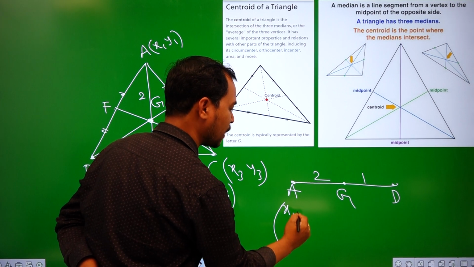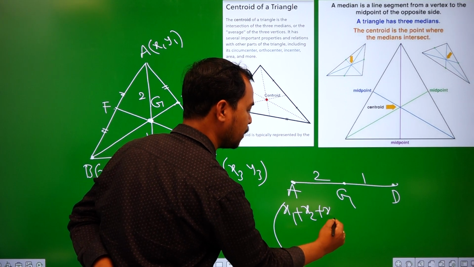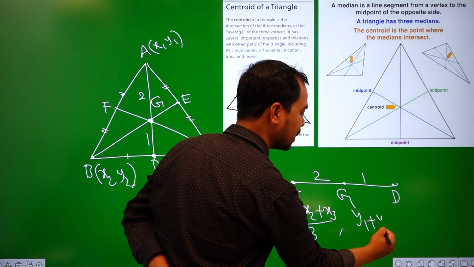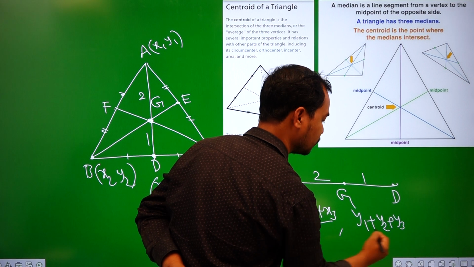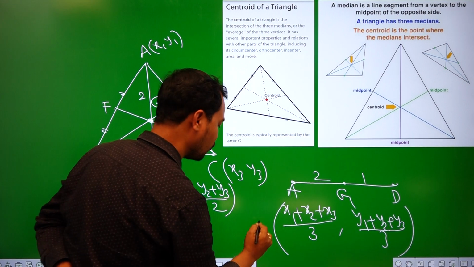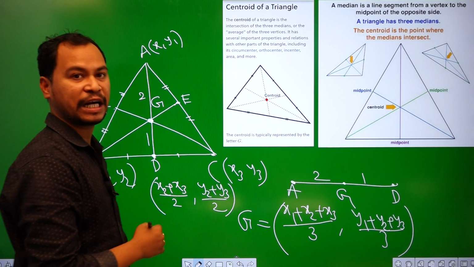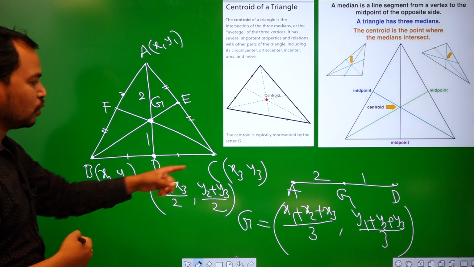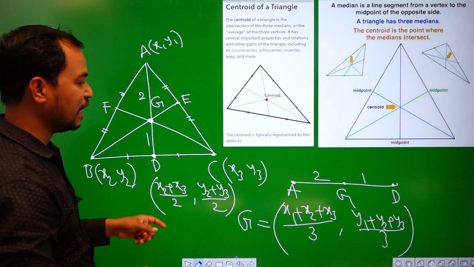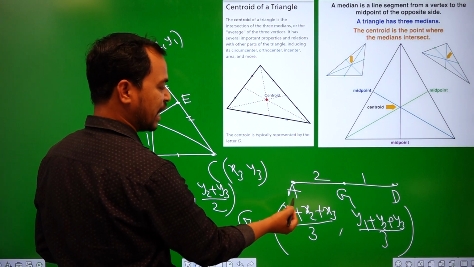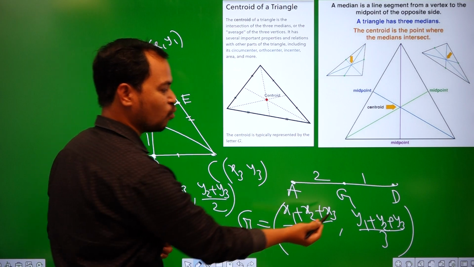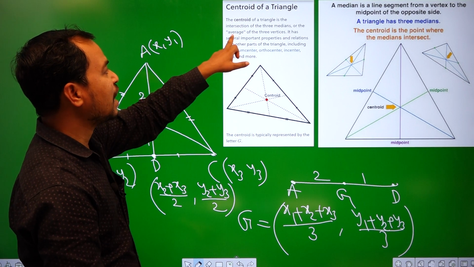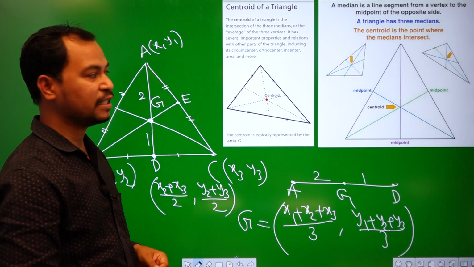If I apply the section formula for A and D, I will get the vertices of G as (x1 plus x2 plus x3 by 3, y1 plus y2 plus y3 by 3). So this is the formula for the centroid G of a triangle. What is the formula for centroid? If A (x1, y1), B (x2, y2), C (x3, y3) are the vertices of a triangle, then the centroid G is equal to (x1 plus x2 plus x3 by 3, y1 plus y2 plus y3 by 3). That's why I denoted that G is the average of the 3 vertices.